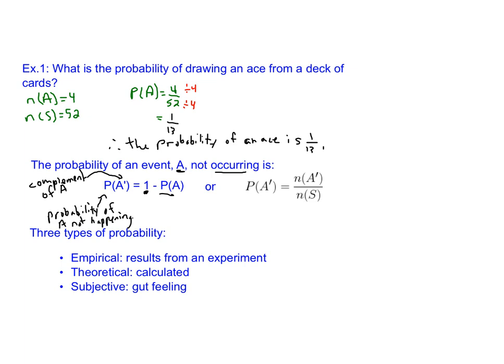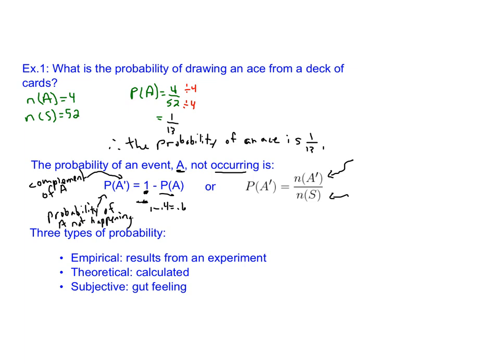So for example, if the probability that it's going to rain tomorrow is 40%, we can write that as a decimal as 0.4. And the probability that it's not going to rain is just equal to 1 minus 0.4, which would be 0.6. The other way that we can look at the probability of A not happening is by actually going back to the definition of probability. We can find the number of ways that A doesn't happen and divide it by the total number of outcomes. So that's two different ways.